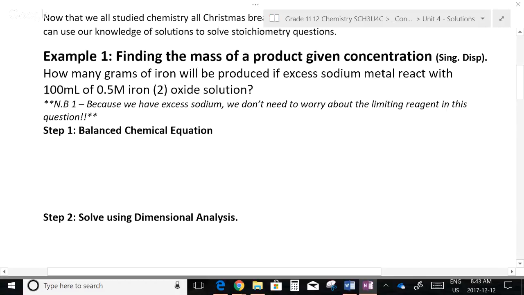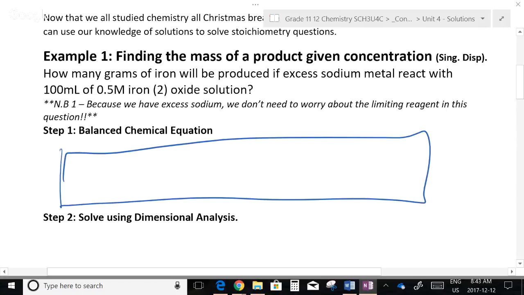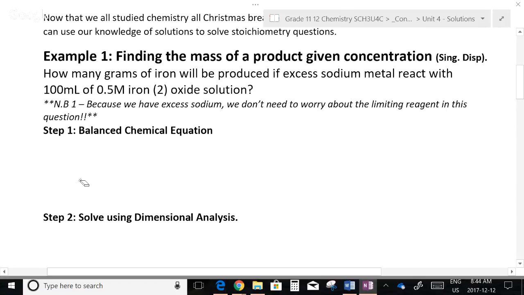Now, the first thing I want you to do, you definitely know how to do, which is just make this reaction. We're reacting sodium metal with iron 2 oxide. So give me a balanced chemical equation here for the reaction between sodium metal and iron 2 oxide. It's been a week since we've done reactions, so you might have to shake off a bit of rust, no pun intended. You know, a little bit of iron 2 oxide.